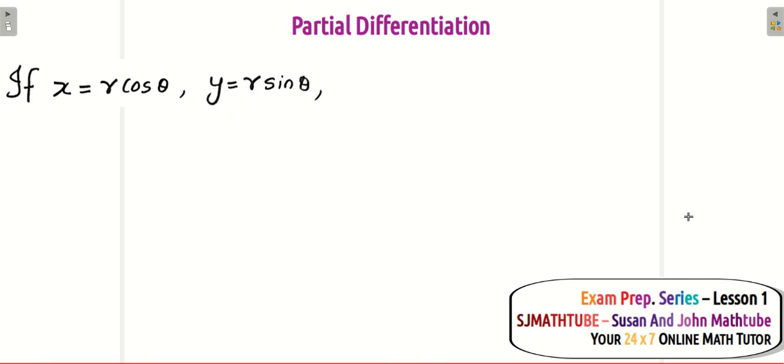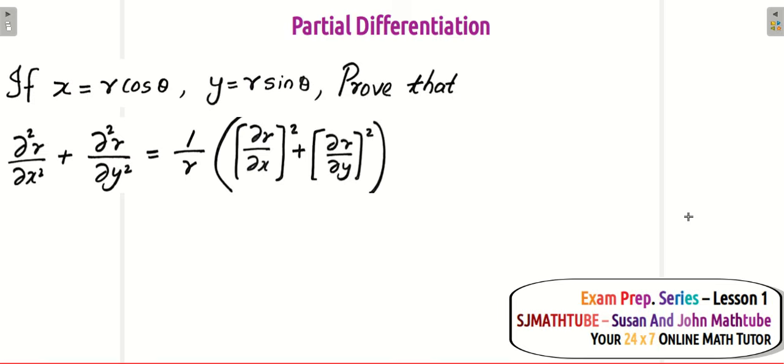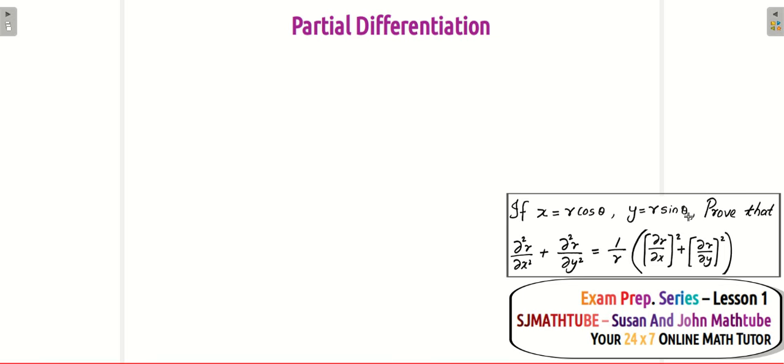Okay, now let's go for a question related to the polar coordinate system and partial differentiation, of course. So if x is equal to r cos theta, y equal to r sin theta. So look at this, they are mentioning the polar coordinate system and the Cartesian coordinate system together. Prove that. We have a lengthy expression over here. You can read it. I'm lazy to read that. And as always, I'll put the question over here.